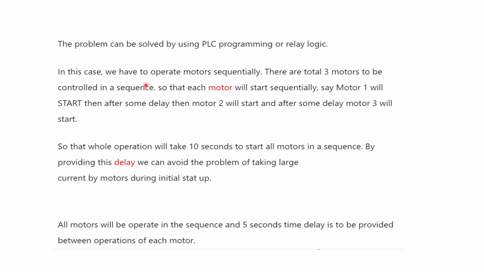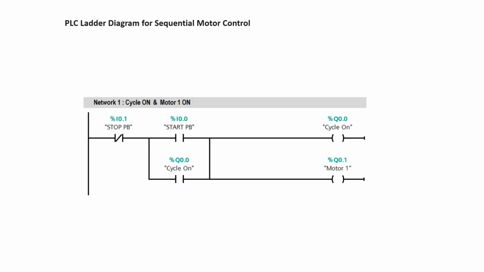In this case, we have to operate three motors sequentially. There are three motors to be controlled in a sequence so that the motors start sequentially. Motor 1 will start, after some delay motor 2 will start, and after some delay motor 3 will start. Each will have a 10 seconds delay to start all motors in a sequence. So how are we going to do this program?